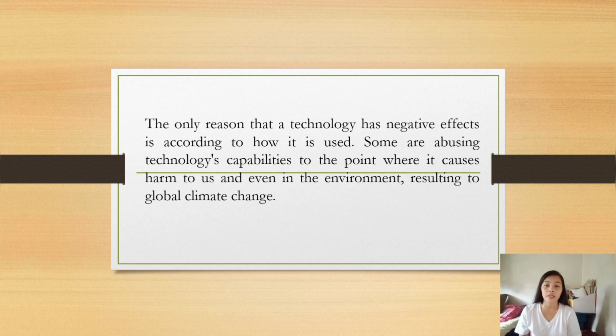The only reason that technology has negative effects is according to how it is used. Some are abusing the technology's capabilities to the point where it causes harm to us and even to the environment, resulting in global climate change. But let us not forget that science and technology have made communication with people all around the world much easier. Science and technology enable everyone to live a comfortable and modern lifestyle. Especially now that we are in the midst of a pandemic, science and technology play a significant role in the economy, politics, business, education, and so on.